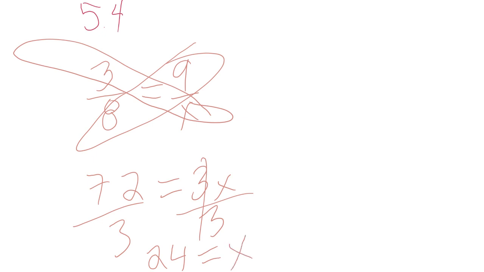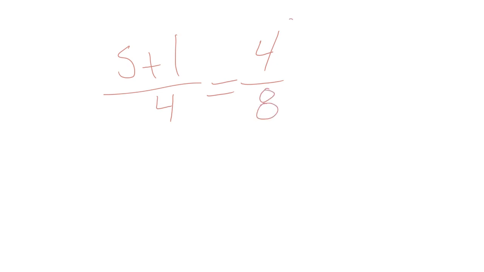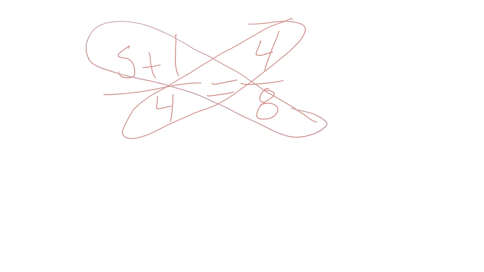Now, you could have also done this by figuring out the relationship between the 8 and the 3, and then using that relationship to figure out the x, the same way that we did a ratio table. I'm going to do another one of these. Let's say I have (s plus 1) over 4 equals 4/8. I'm going to do the same thing. These two multiplied together equal these two multiplied together.